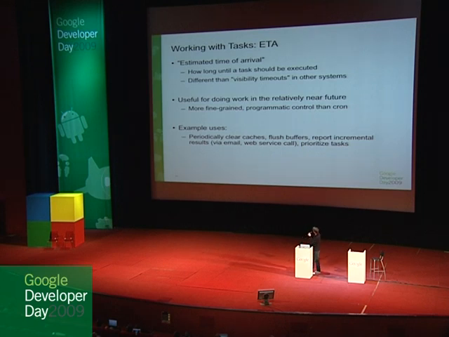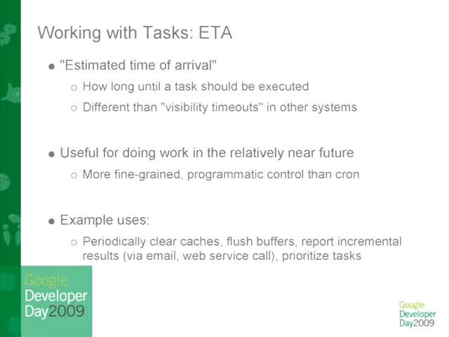So let's talk about some other advanced features, and then we'll get to the best example of all this in action. Estimated time of arrival, ETA. This is a way of saying this task should be executed in 10 seconds, in 5 minutes, or this task should be executed on this date at this time. So it lets you specify exactly when you want the task to happen.